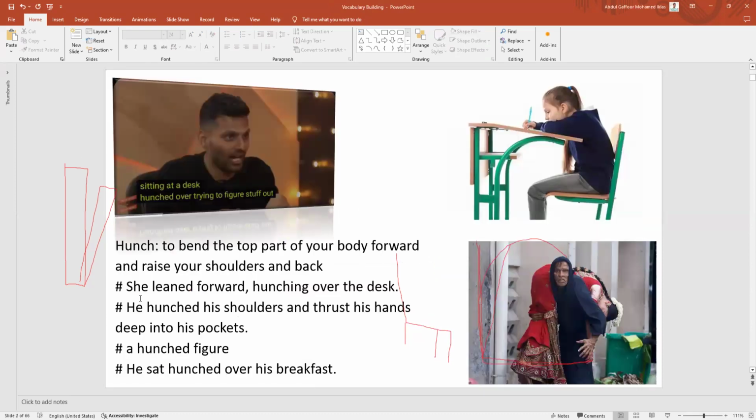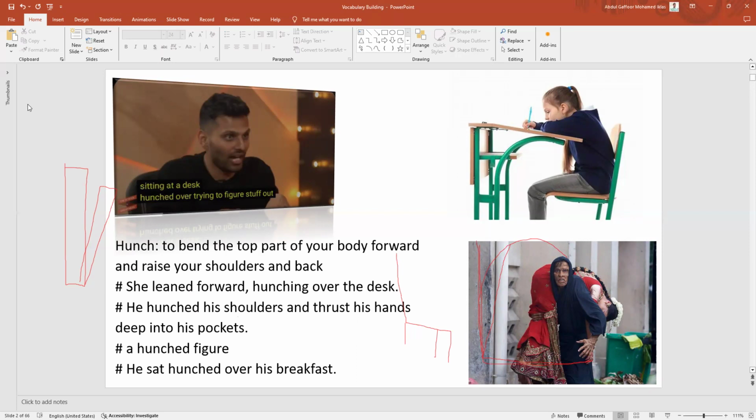Now, if you look at the second one, he hunched his shoulders and thrust his hands deep into his pockets. If we want to take something out of our pocket, we have to insert our hands into our pockets. In that situation, our shoulders might bend. So that's what they are telling. He hunched his shoulders, he bent his shoulders, and thrust his hands deep into his pockets.